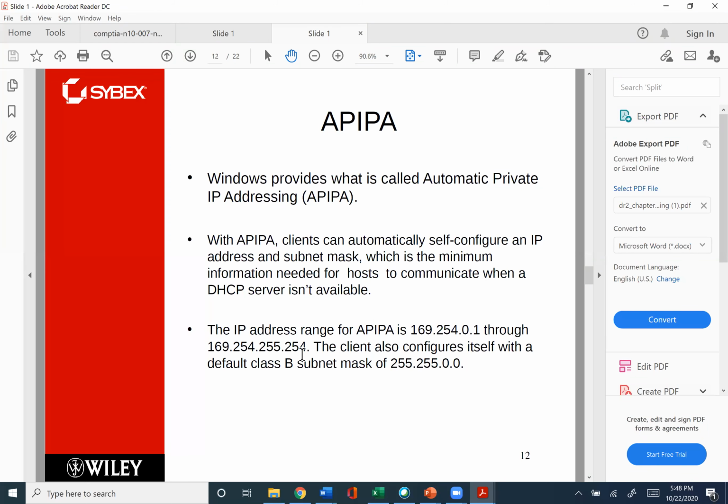APIPA always kicks in automatically. That's what I want you guys to be aware of. You do not need to do anything. Once your DHCP fails, APIPA will automatically kick in, and it will be sending it to you around the same time that your DHCP fails. Once your DHCP drops, that protocol is not working anymore, you don't have the ability to assign IP addresses automatically, this protocol kicks in, right?